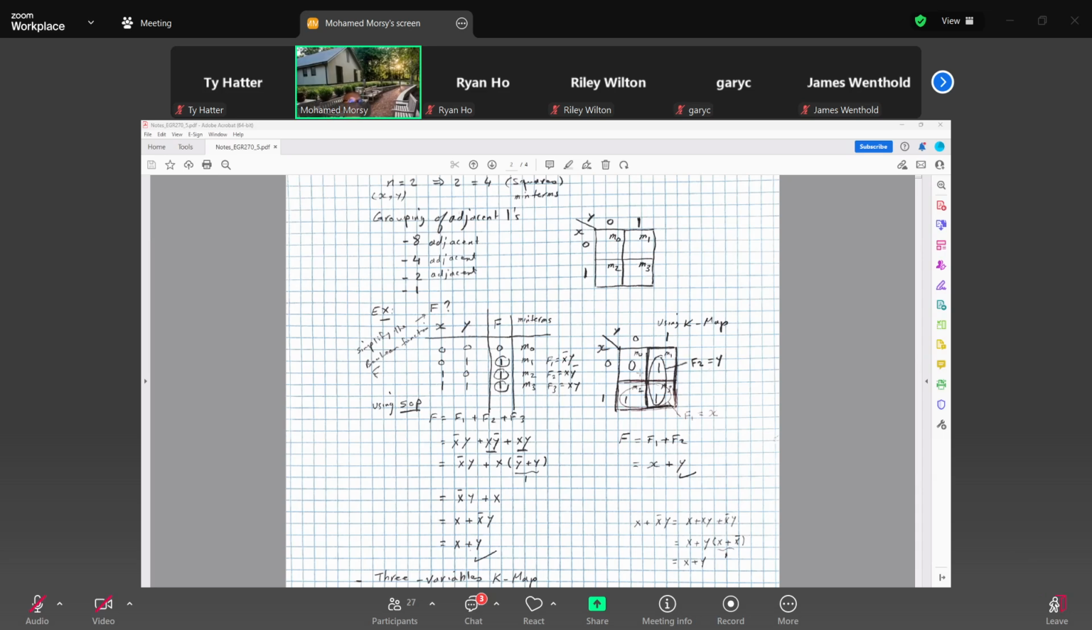So we have 2 here. So we have here 1 and 1. So we have 1 here and 1 here and 1 here.